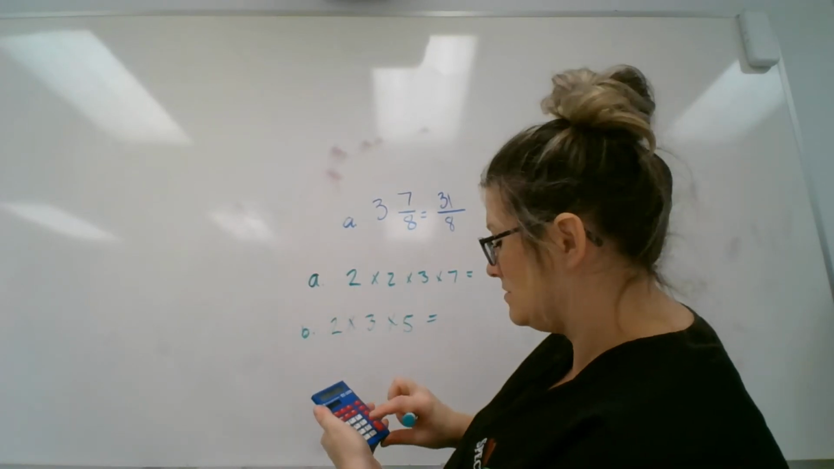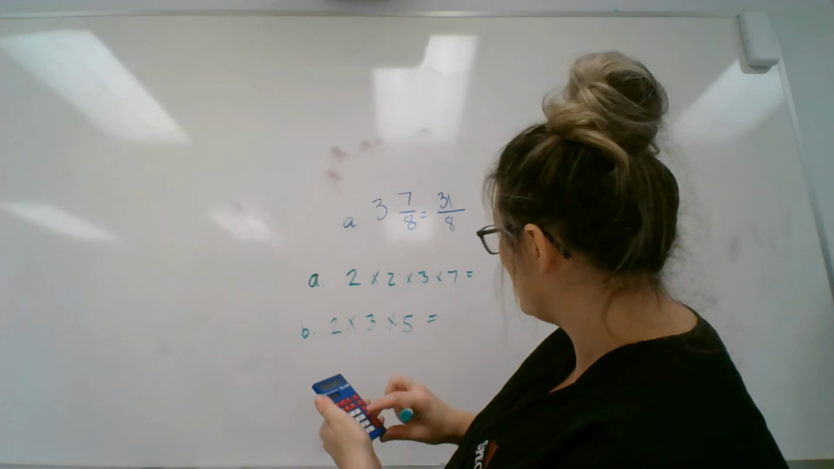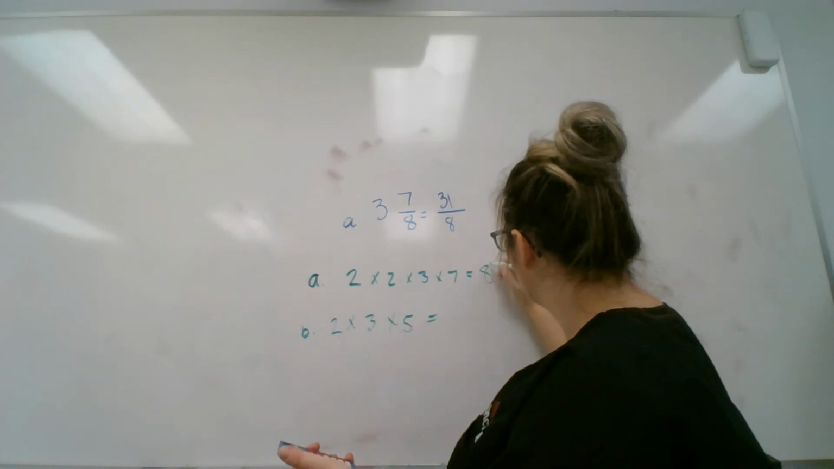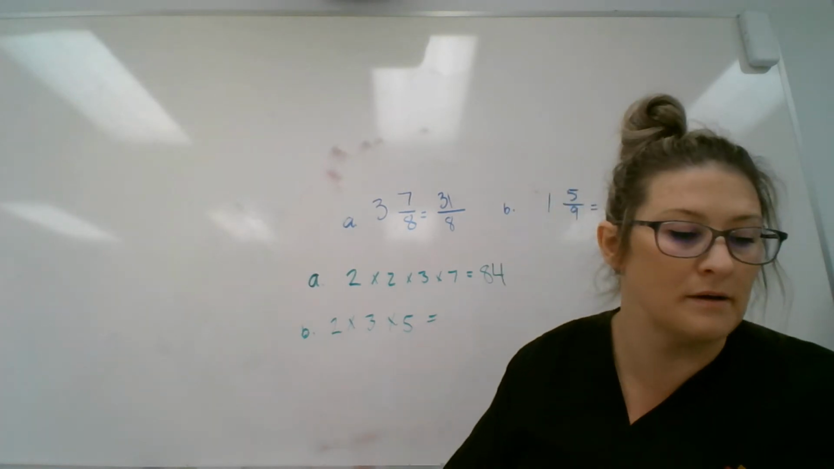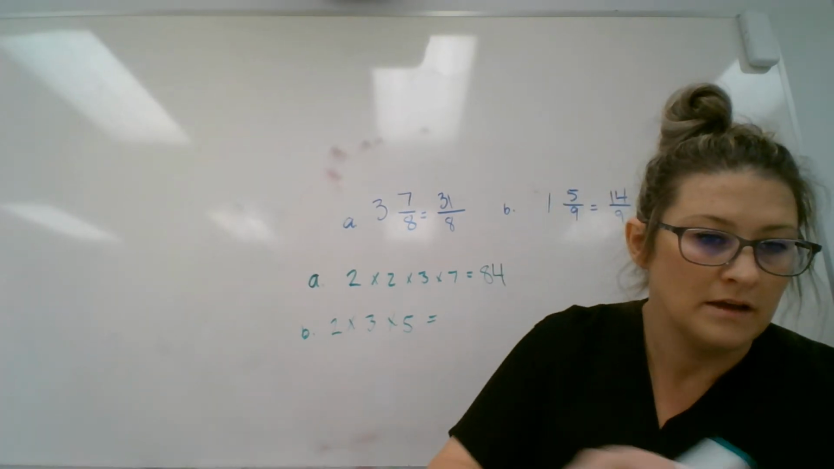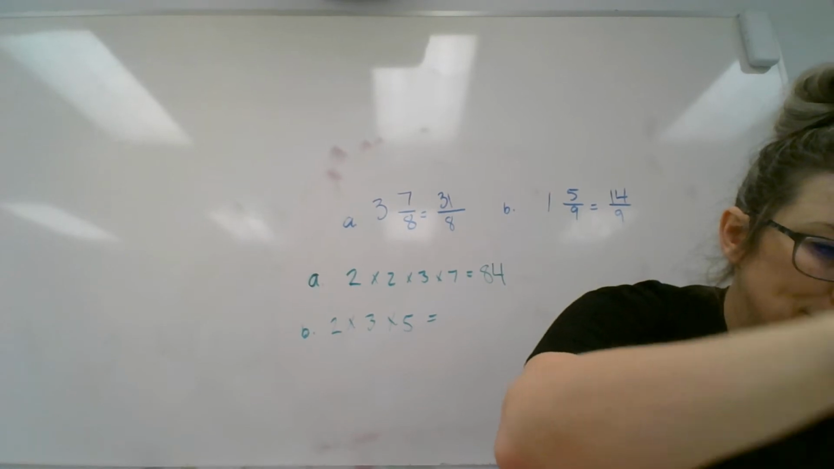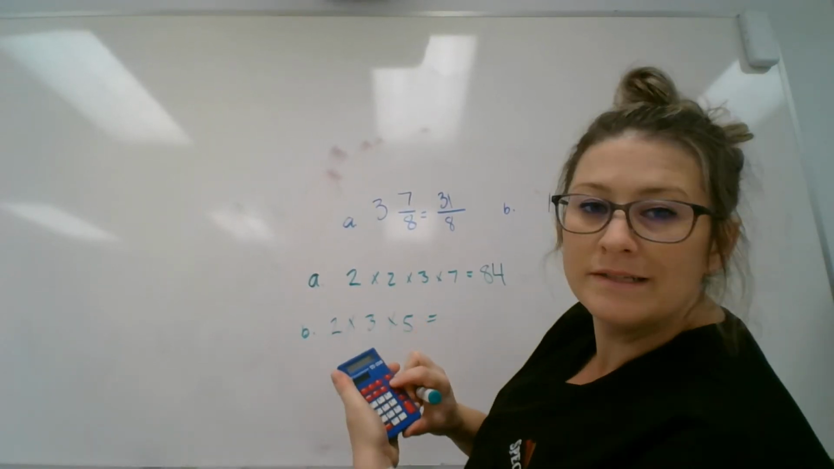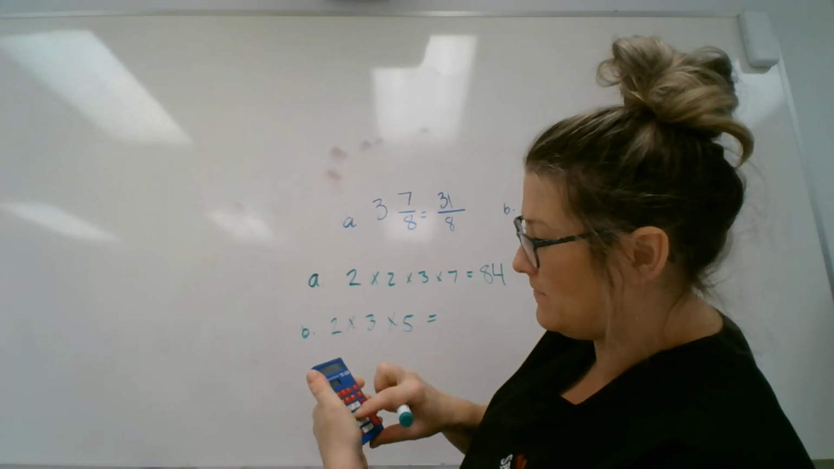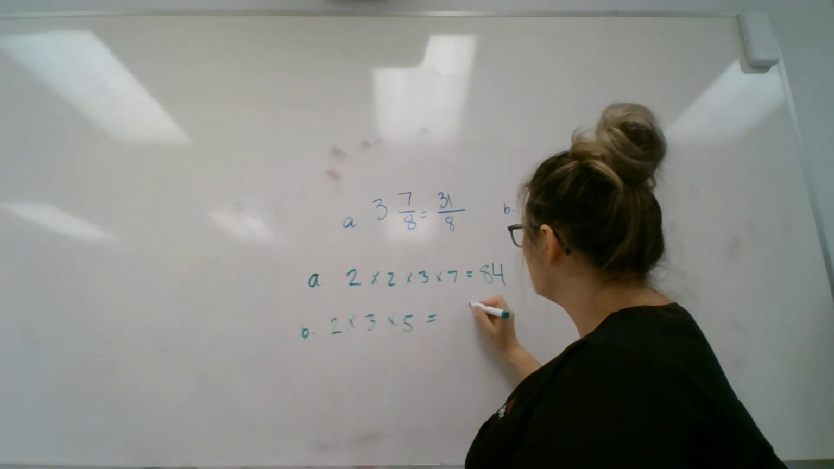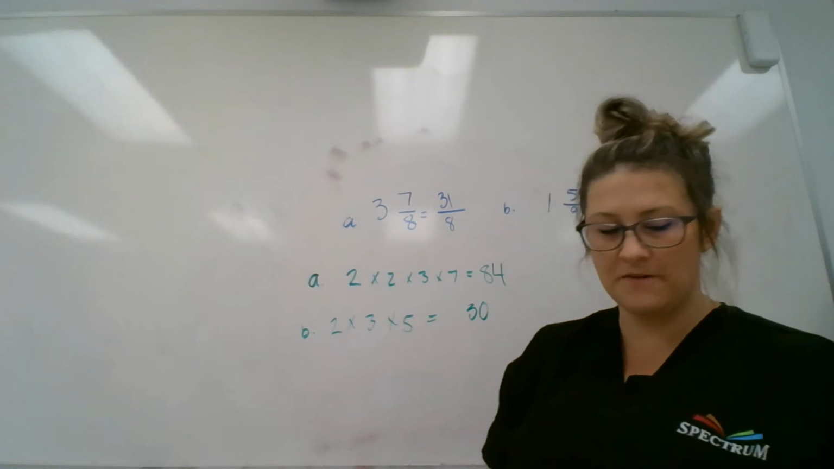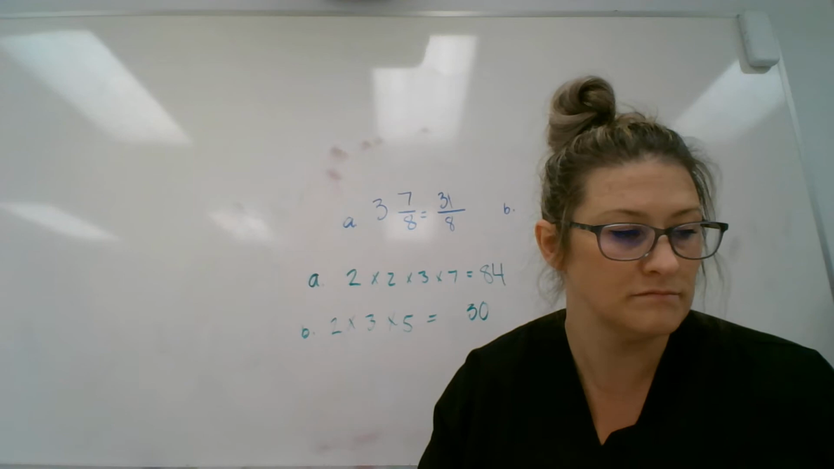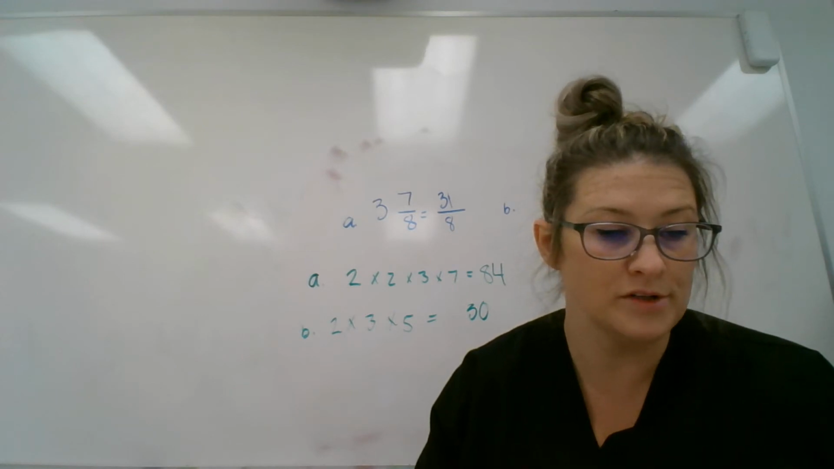2 times 2 times 3 times 7 equals 84. That's my answer to my prime factor there. Problem B. 2 times 3 times 5 equals 30. My answer for that prime factor. Those are pretty easy. Go ahead and do C and D on your own. We're going to jump over to part 4.